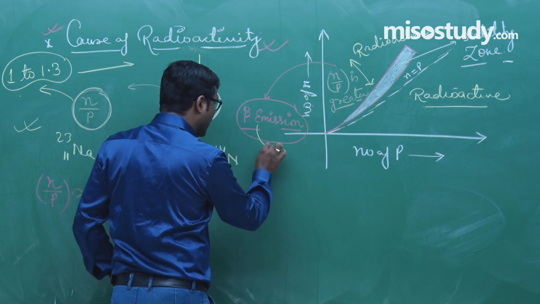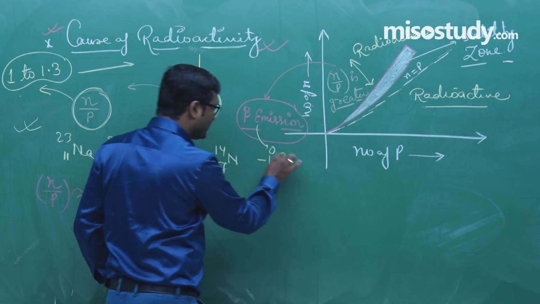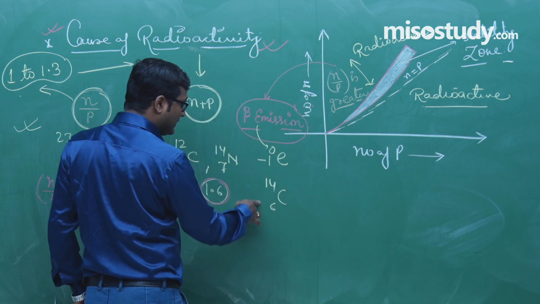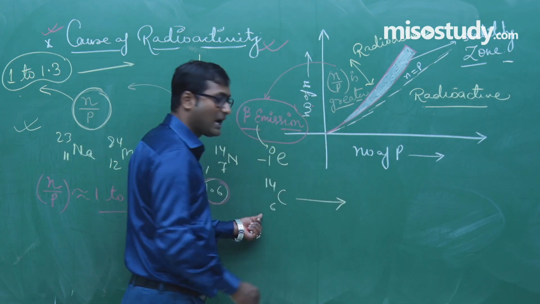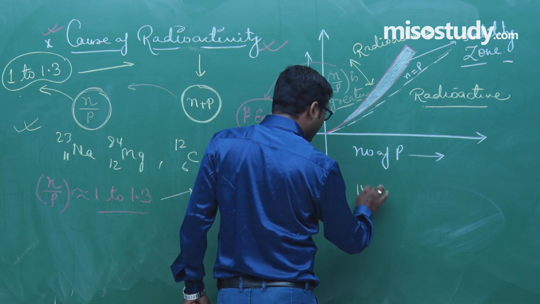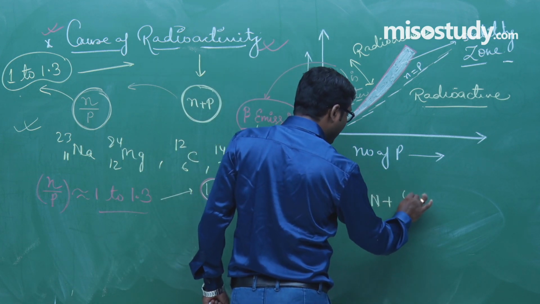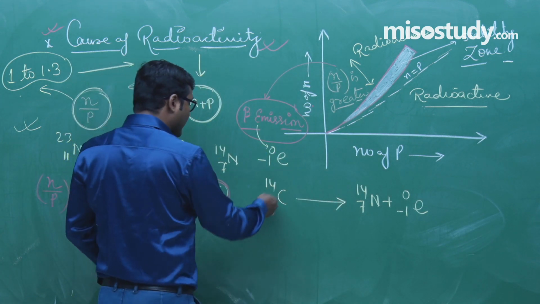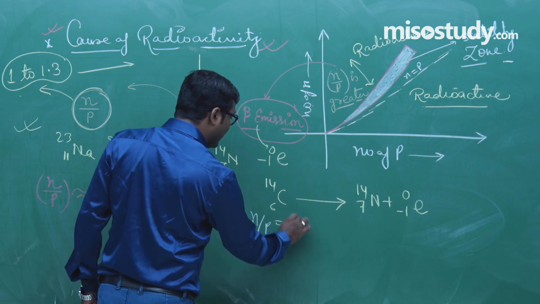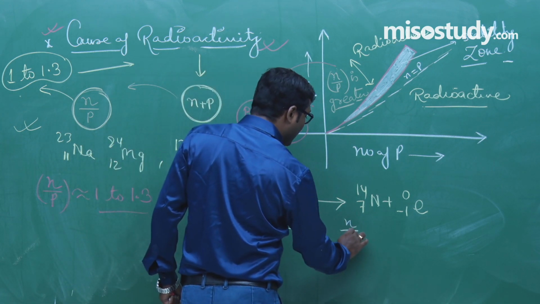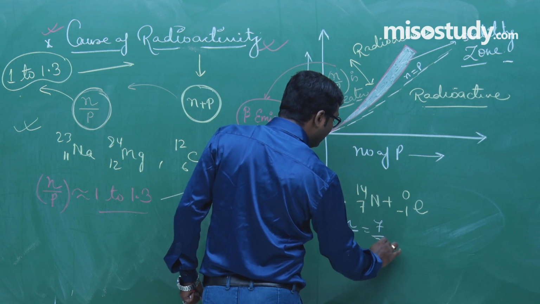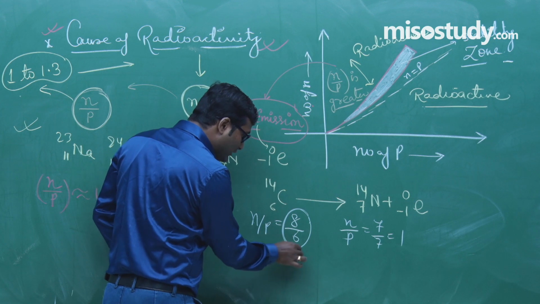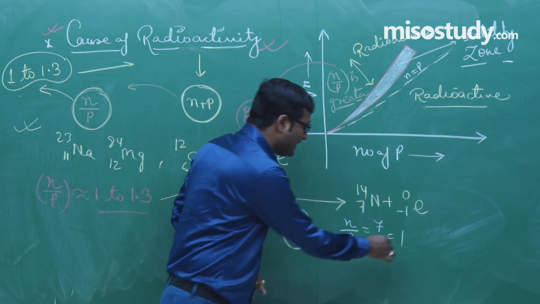Clear? What is beta? What is the symbol of beta? It is 0, −1 e. If I write here C-14, the radioactive isotope of carbon, it converts into nitrogen-14, and there is an emission of a beta particle. Look at it, in this case what is the N by P ratio, my friend? 8 by 6. And in this case, what is the N by P ratio? 7 by 7, that is 1. Now here it has a high value of N by P ratio, and now it has less.